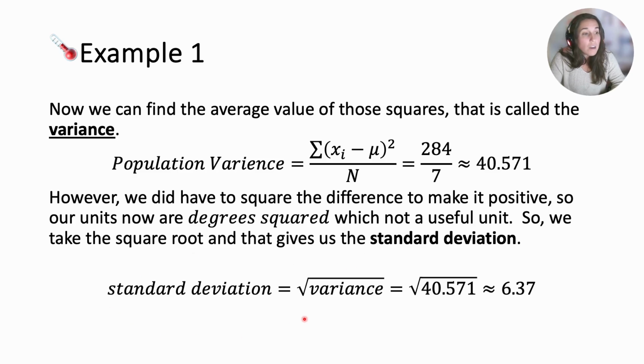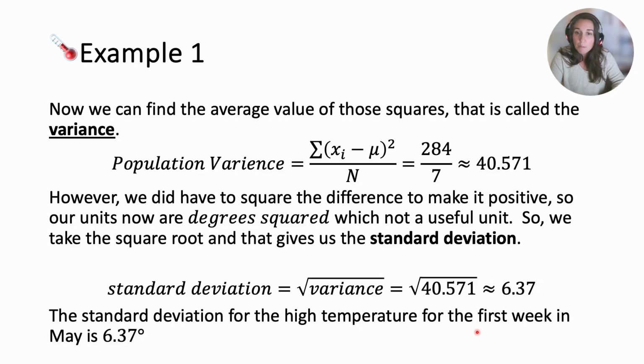And so when we find the standard deviation, we have to take the square root of our variance here. So the square root of 40.571 is about 6.37 degrees, meaning the standard deviation for the high temperature for the first week in May is 6.37 degrees. So if we have our population mean at 60 degrees, that's the middle. That means each data point is about 6.37 degrees away from that mean. That's what the standard deviation is telling us about how far away the data points are, how spread out they are. And that's why it's a really important, useful measure of spread.